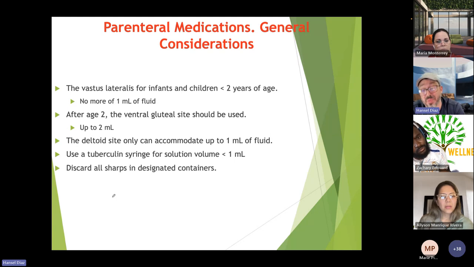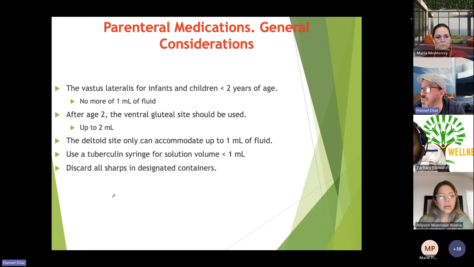I've seen crazy people injecting a huge amount of medication on patients in the ventral gluteal side. And I go like, poor muscle. And for kids, no more than 1 milliliter of fluid. The gluteal side can only accommodate up to 1 milliliter. That's why it's not very much used for regular injections.